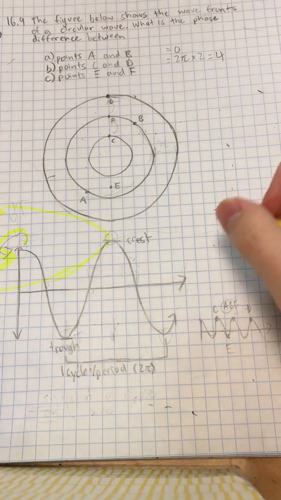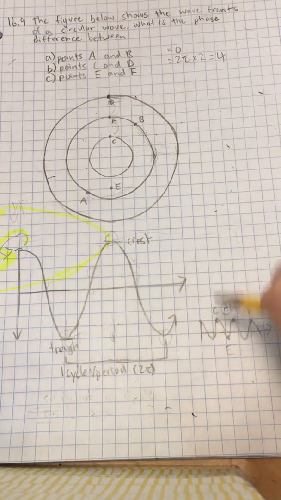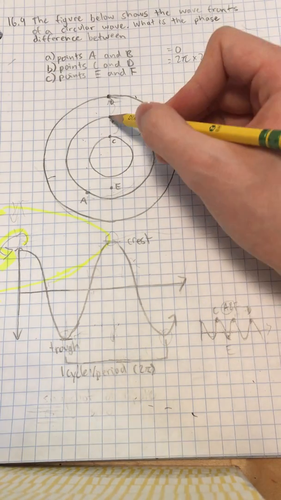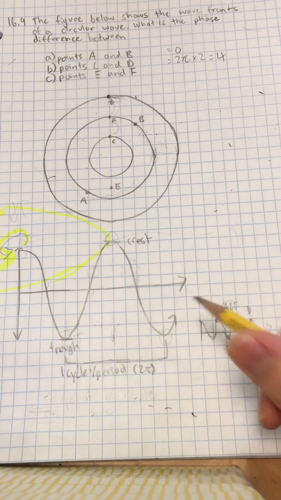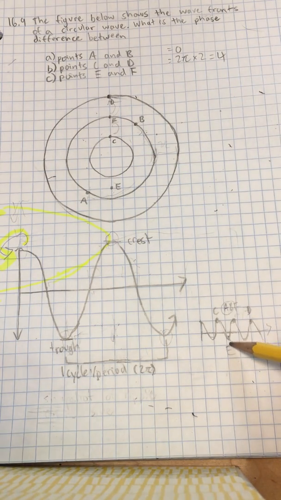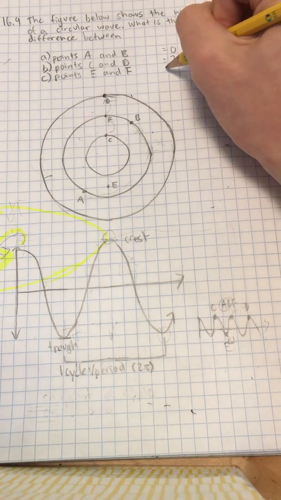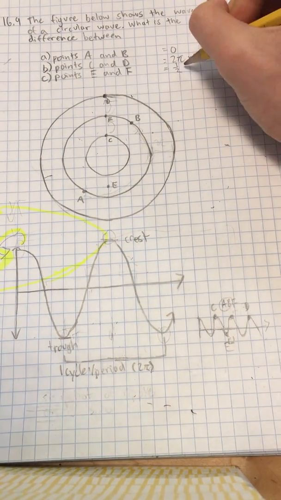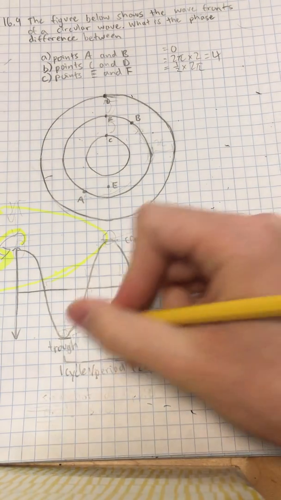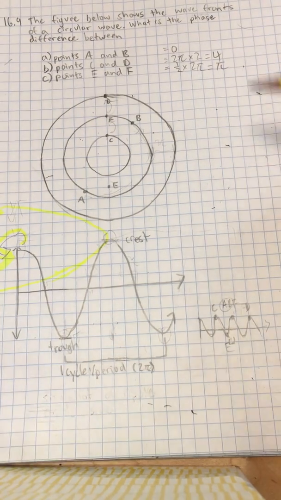For points E and F, it's kind of harder to visualize because E is actually on a trough, down here on the sine wave, because it's not on a crest, and F is on a crest. So this distance here on the sine wave would be half of a period, half times 2 pi, and that would equal only 1 pi.